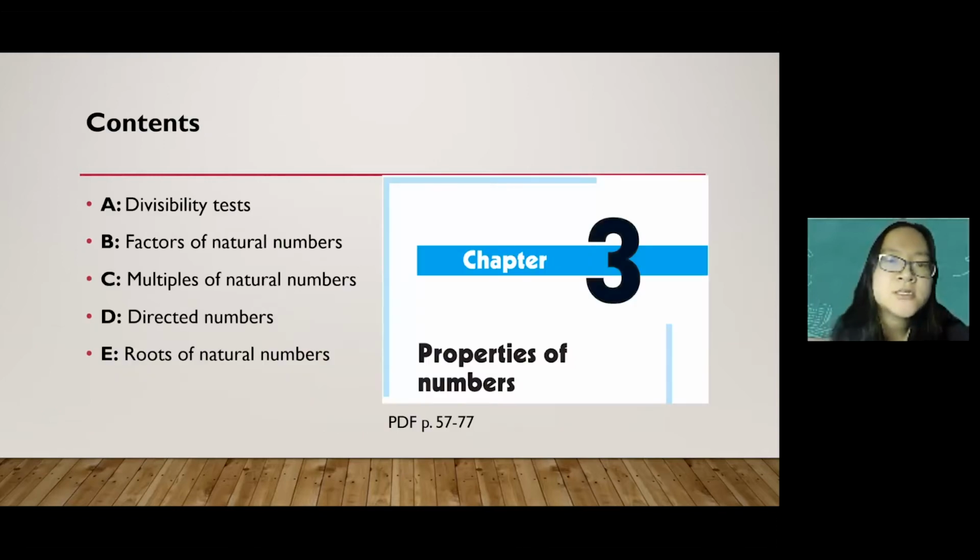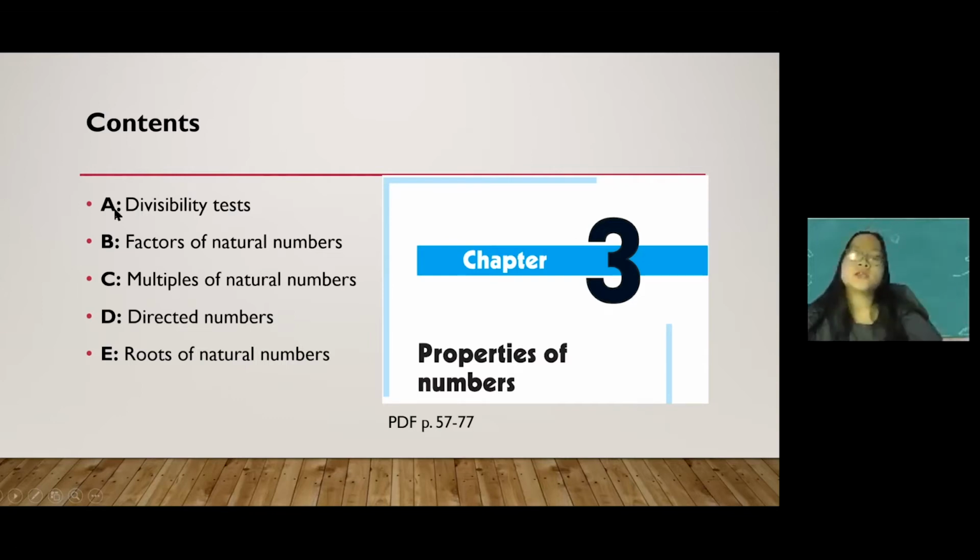Like I mentioned, this PowerPoint for today is from chapter 3, which is called Properties of Numbers. I just put what pages it takes up in the textbook PDF. The PDF of the textbook would also be on the Google Classroom, so you already have access to it at the start of class, and from then on. I also assign homework from the textbook. So this is the contents for this particular chapter.